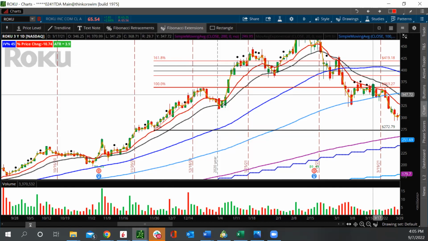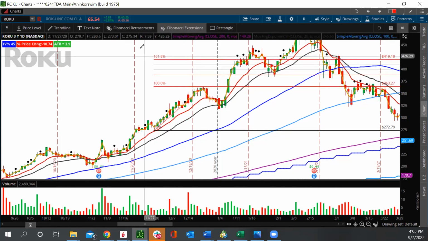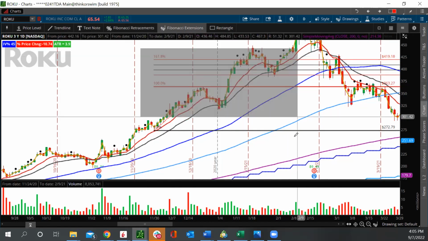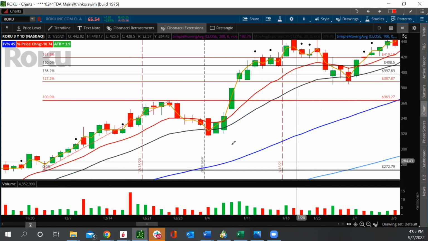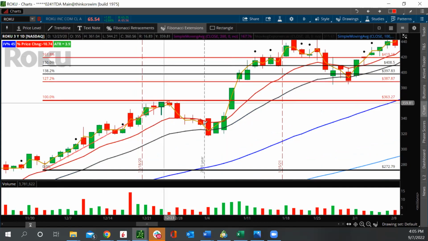Okay. So if you got in down here and you are trying to figure out your targets, well, you could throw on those extensions. And the very first target where you might want to take some profit off, because could this make it a double top and then roll over? Of course.